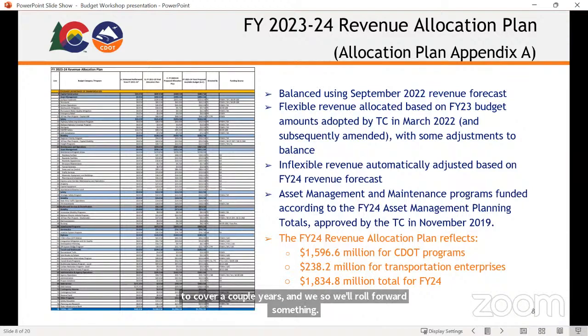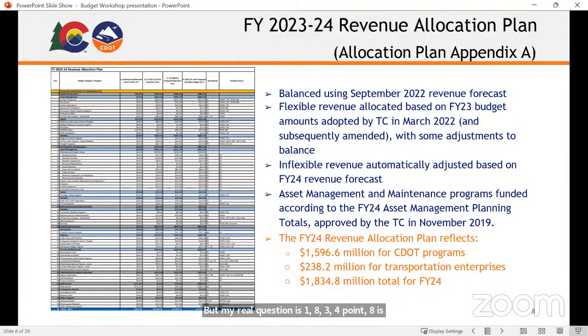And 8 is more. So I'm just trying to understand what's the additional amount between 1778 and 1834. Yeah, so the difference there is the difference between just the CDOT total and then CDOT including the enterprises. So on the front side of the sheet, it's CDOT only.